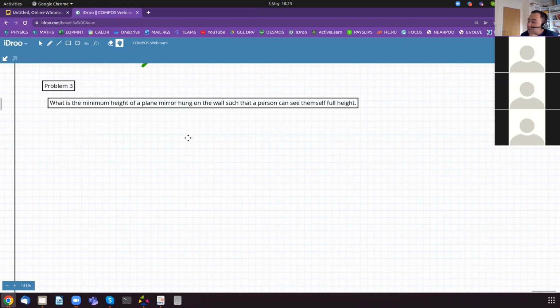Depends on how far you can go away from the mirror. Well, but yeah, but then again, okay, do an experiment. Your phone screen is pretty much a mirror. So try positioning yourself so that you can see your full height.